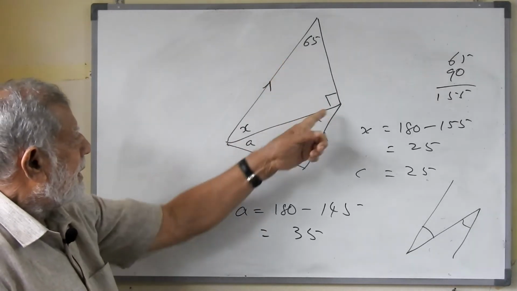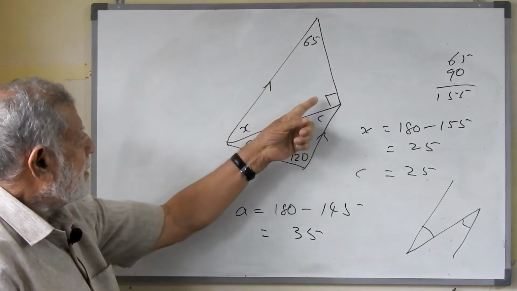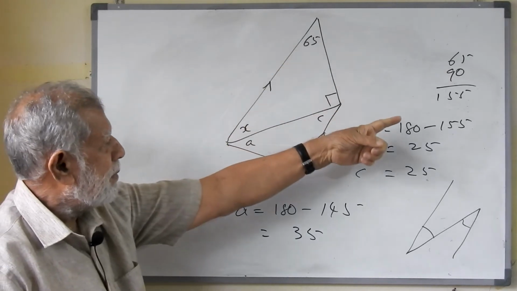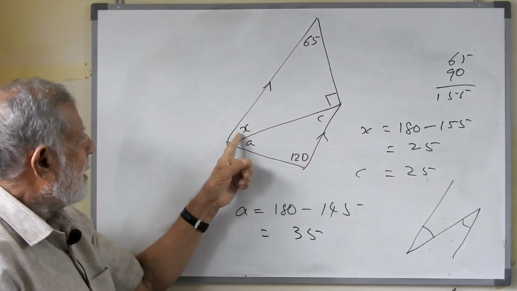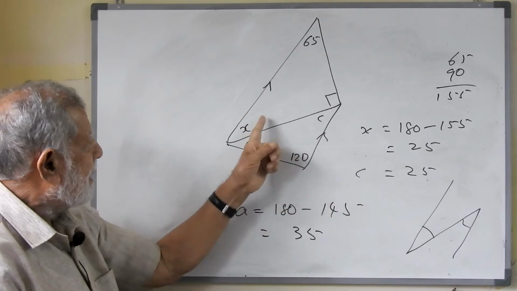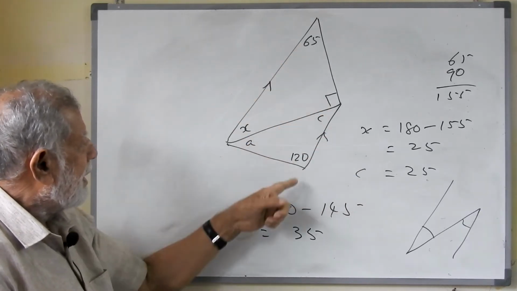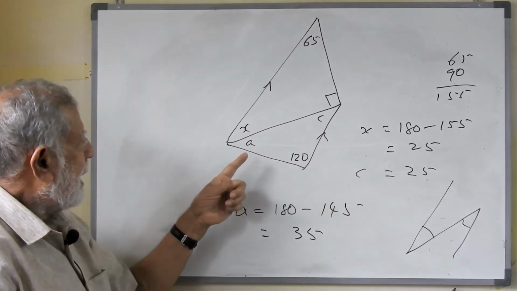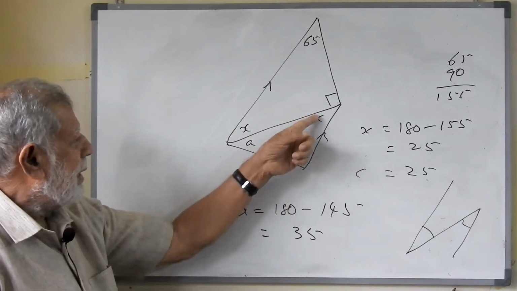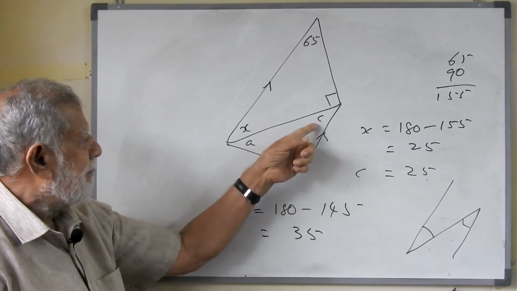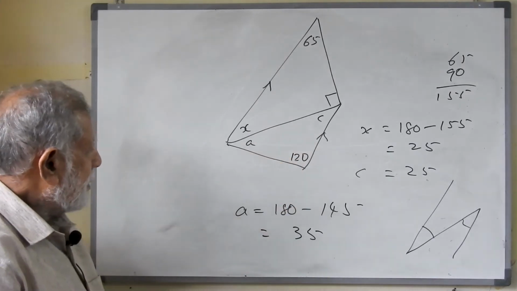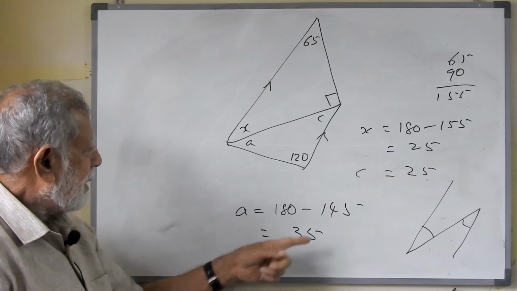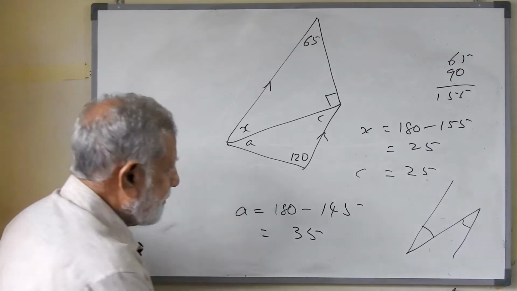So I'll go through this again. Now in this triangle, we have this 90 degrees, 65 degrees, so add those to get 155. So x is equal to 180 minus 155, 25 degrees. So we have the alternate angles here. So x and C are equal, so C is equal to 25 degrees. And in this triangle, we know two angles, that is 120 and 25, so 145. So A is equal to 180 minus 145, that is 35 degrees.